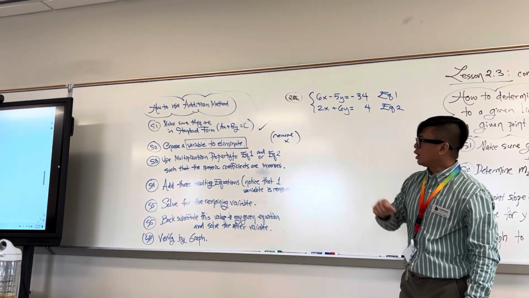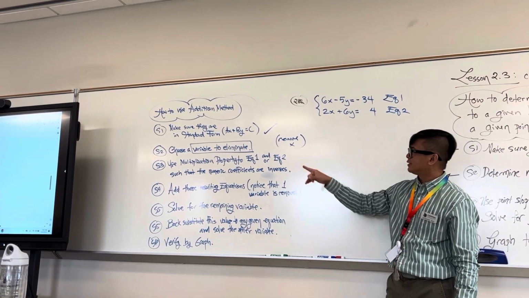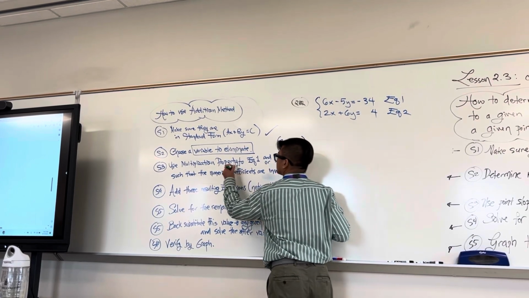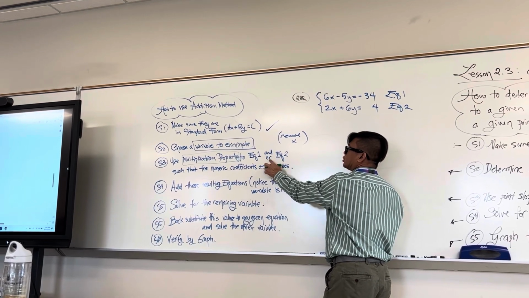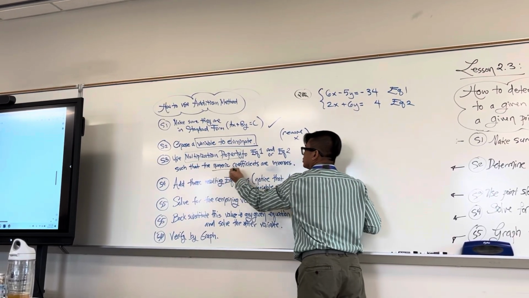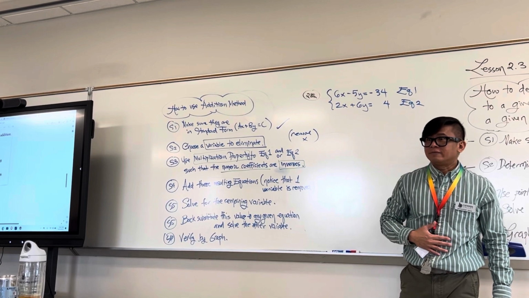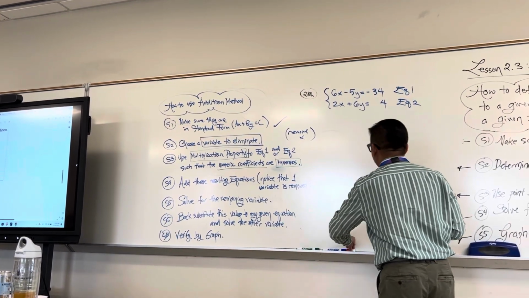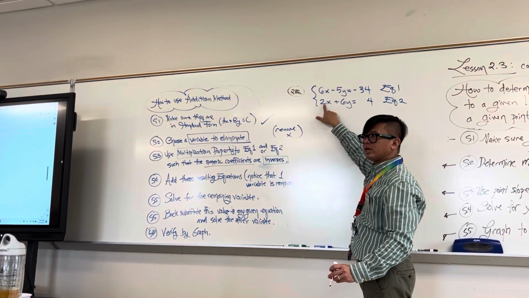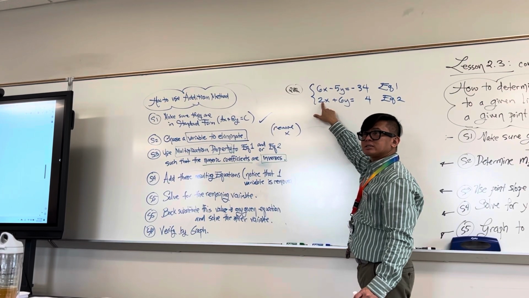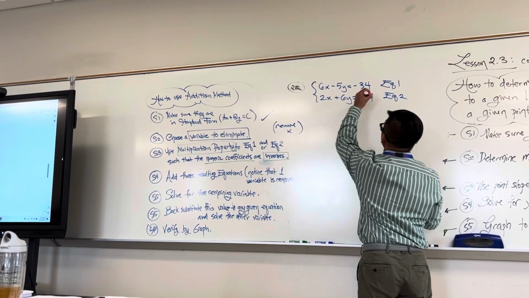Good. Now, how do we do that one? Step number 3. Christopher, let's read step number 3, please. Use multiplication properties to equation 1 and or 2 such that the numeric coefficients are inverse. When you say inverses, one is positive, the other one is negative. So if this is 2 and that is 6, you want to make this 2 as negative 6. So how do you make this negative 6? Multiply it by negative 3. So that's what we're going to do.